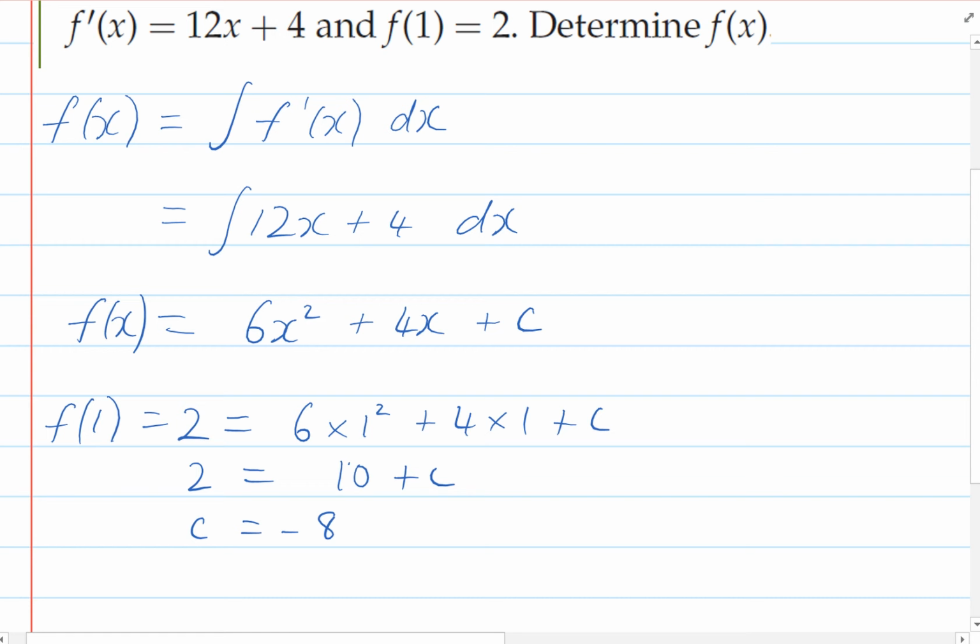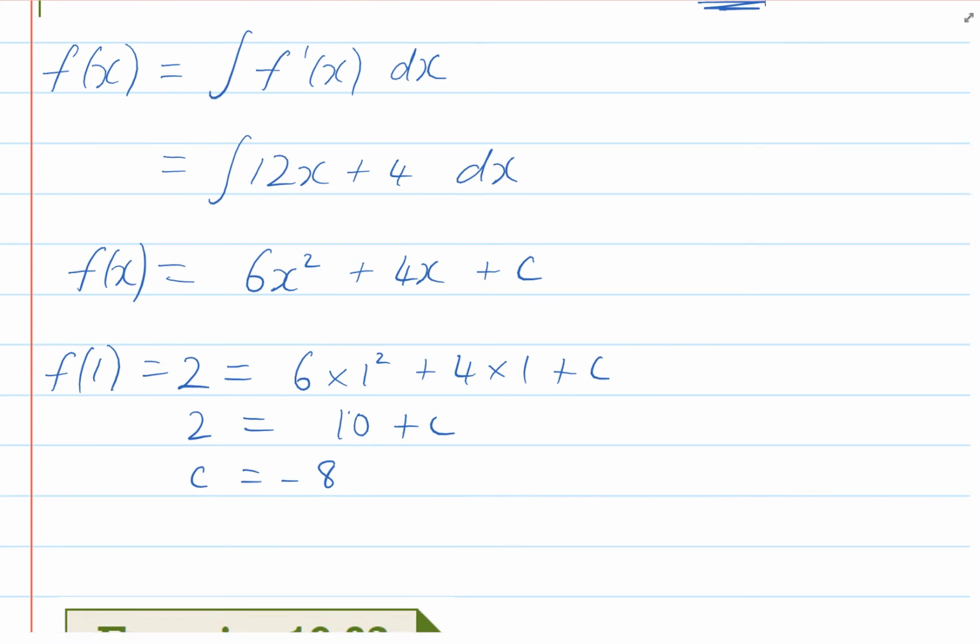Now once you've got that, it's asking you to determine f of x, and so we need to write out the function in full. So we can say that f of x is going to be 6x squared plus 4x minus 8, and then we don't have to worry about having a plus c there.